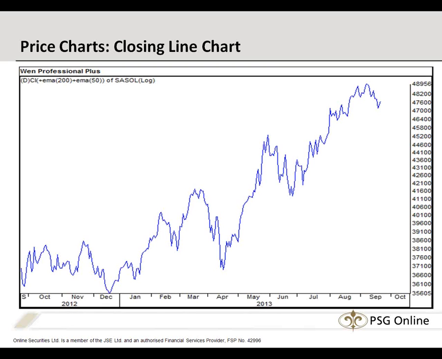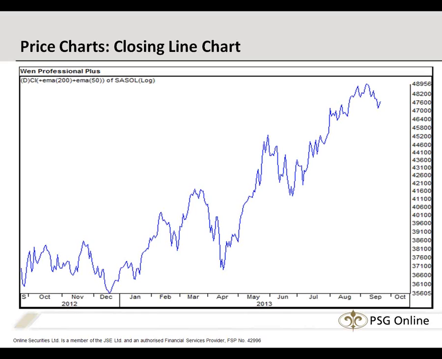Okay, so let's talk about price action. The simplest way to display price action is by looking at a price chart, and the simplest way of showing that is what they call a closing line chart. If you join the closing price of every day with a line, this is what the chart would look like. First of all, you must understand charts are two-dimensional. On the vertical axis you've got the price, and on the horizontal axis you've got time. Here we're looking at a daily chart of SASOL.